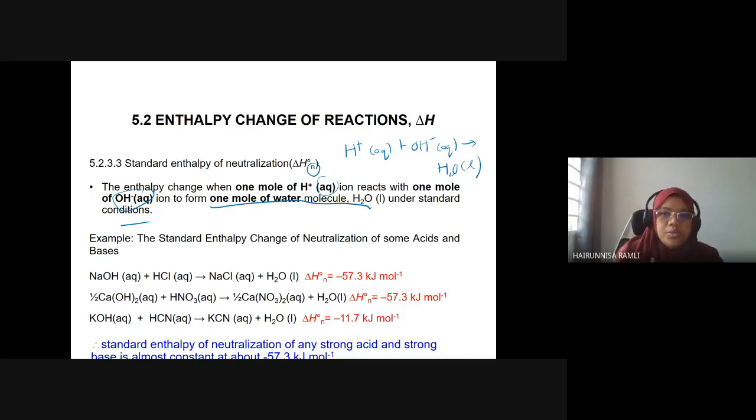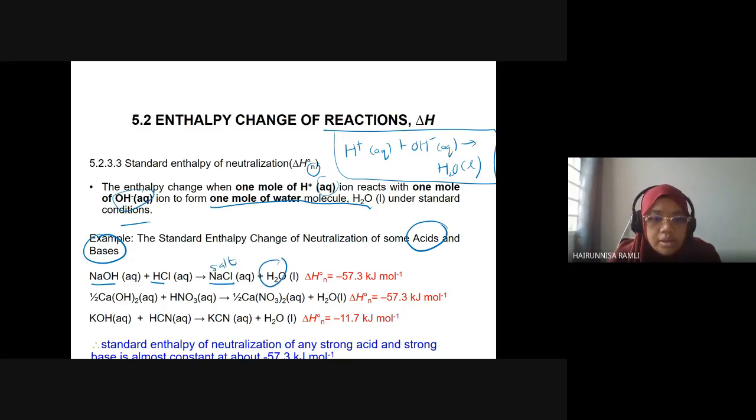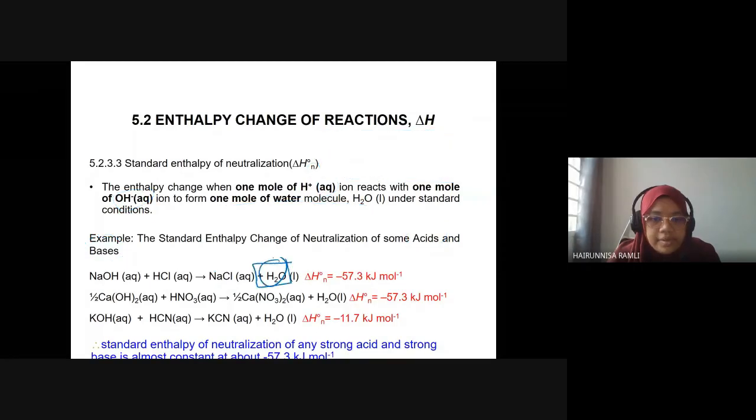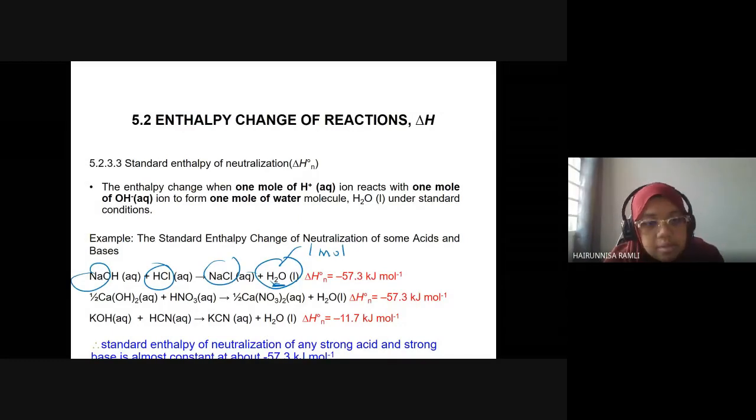But when you write the equation, you will not write it in ionic form like this, right? We write the neutralization equation between acids and bases. For example, NaOH and HCl produce salt plus water, right? What we look at for the standard enthalpy here is this water. This one must be one mole. No matter what the moles of salt, acid and base are, what is important is that water must be one mole. In this case, for example, it is a one-to-one ratio, so it's easy. You can straight away get one mole of water. This is the value of delta HN.